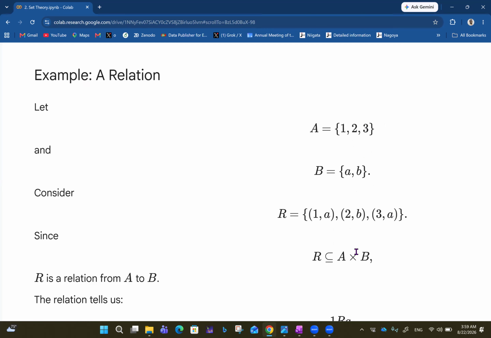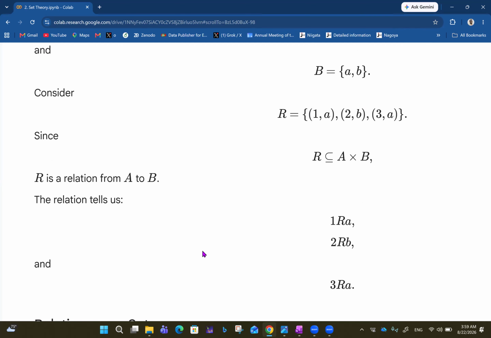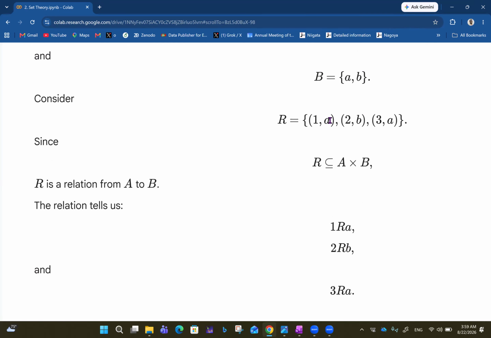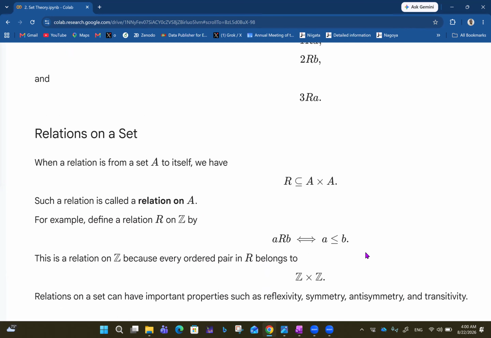So this is a relation from A to B. Since the relation is a subset of the Cartesian product, R is a relation from A to B. And the relation tells us that 1 is related to a, 2 is related to b, and 3 is related to a, like that. So R is a relation from A to B.